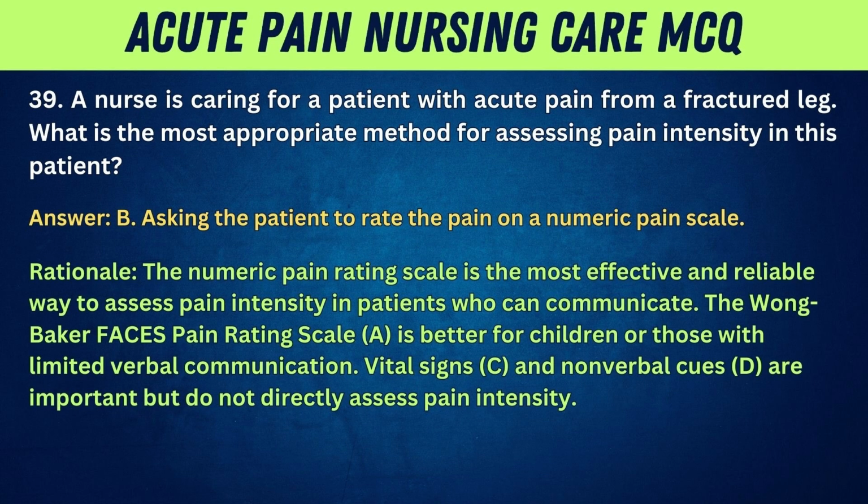B. Asking the patient to rate the pain on a numeric pain scale. Rationale. The numeric pain rating scale is the most effective and reliable way to assess pain intensity in patients who can communicate. The Wong-Baker Faces pain rating scale, A, is better for children or those with limited verbal communication. Vital signs, C, and nonverbal cues, D, are important but do not directly assess pain intensity.